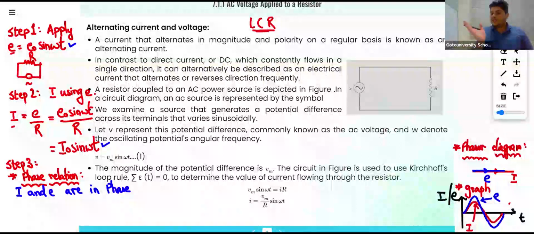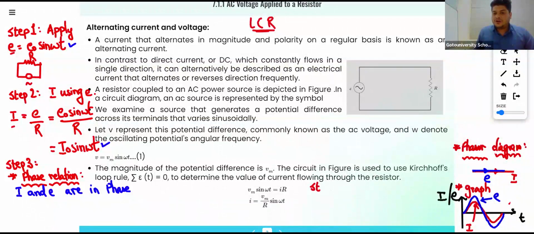If you are making current slant, you have to make E also slant, because there are no leading and lagging between them. Okay. Then the next one was graph. And here only I'll explain the villain. What is villain in this case? In this case, as this is a resistor circuit, villain will be resistance. So the step 4 will be resistance.